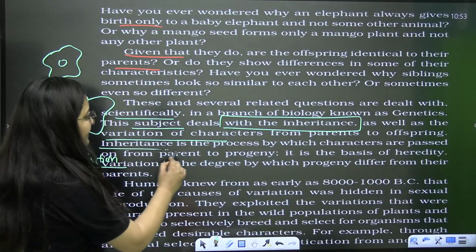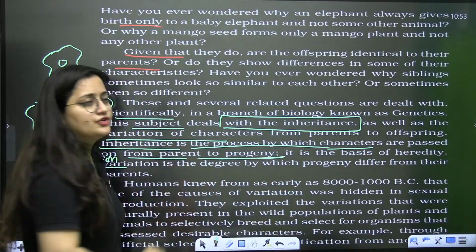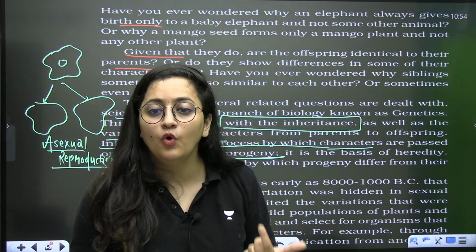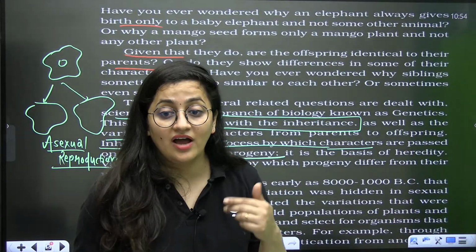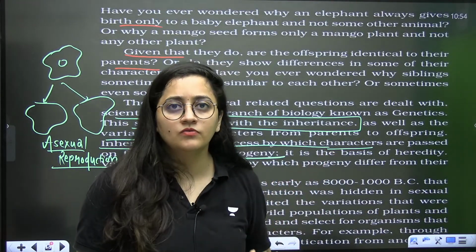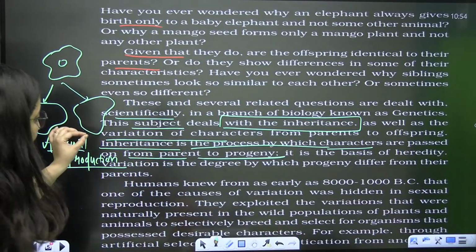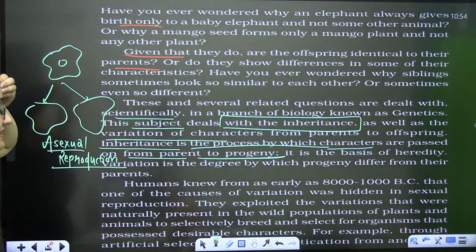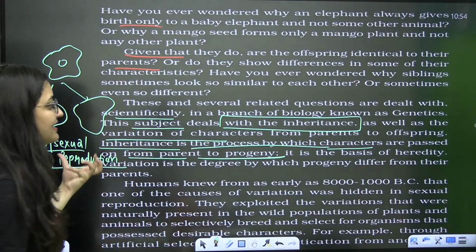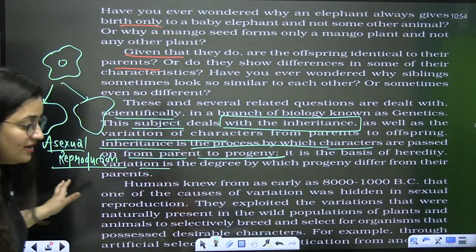So see, inheritance is the process by which characters are passed from parent to the progeny. Just say you want to take admission in an MBBS college. But what is the process for it? You have to qualify the NEET examination. After qualifying, you have to go for multiple rounds of counseling. Then you will get admission after paying your fees, right? So here also, inheritance is the process by which characters pass from parents to progeny. So this inheritance is the basis of heredity, the basis of that transmission. Is that clear?